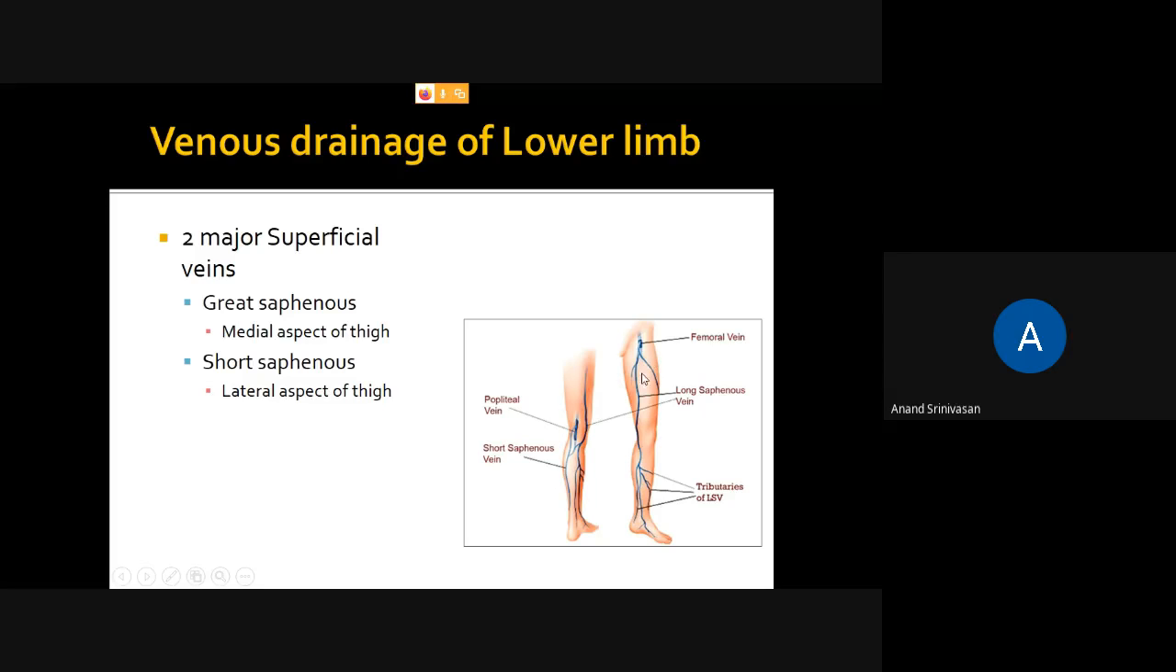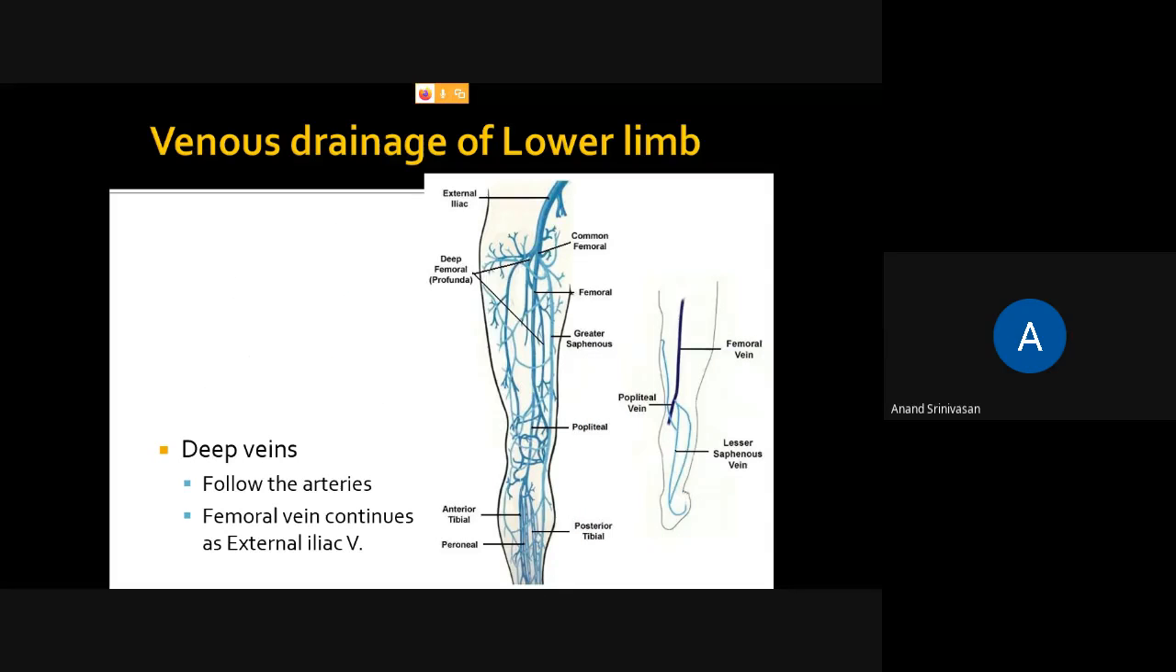Okay, the great saphenous vein is along the medial side of the thigh. The short saphenous is present along the lateral aspect of the thigh. So two superficial veins: great saphenous vein and short saphenous vein. Now the deep veins are given the same name as arteries. We have seen the arteries, right? But the thing is, we have to go backwards.